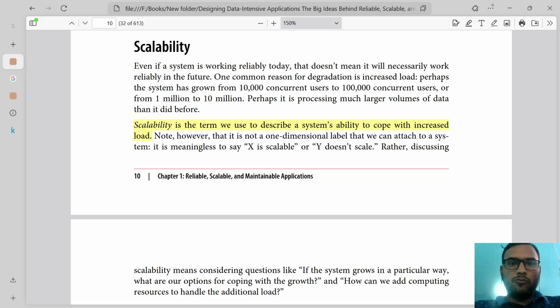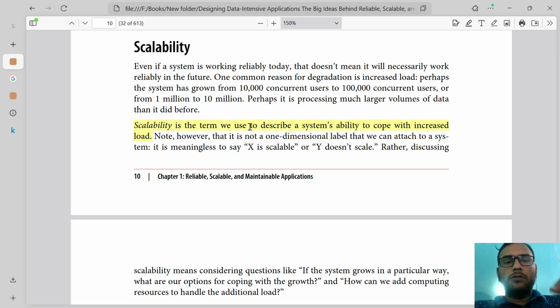Hi everyone. So today I wanted to just describe an example that I came across when I was reading this book. It is a very good book on designing data intensive applications. So here in the scalability section, scalability is the term which describes a system's ability to cope with increased load.